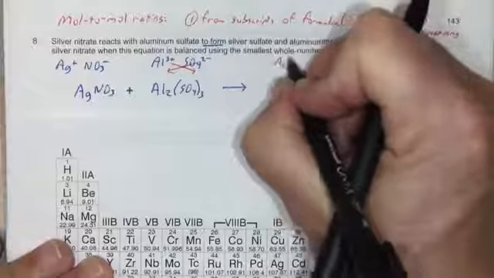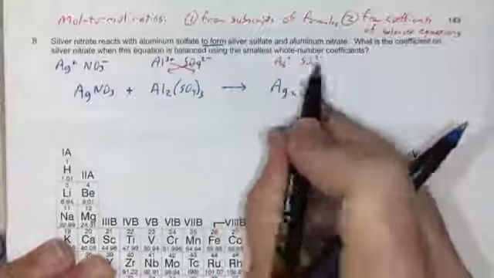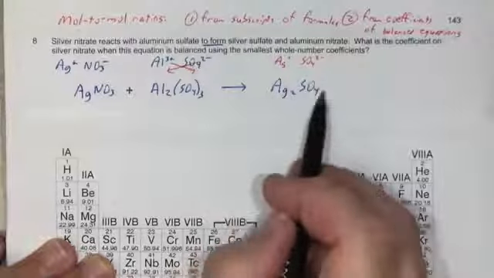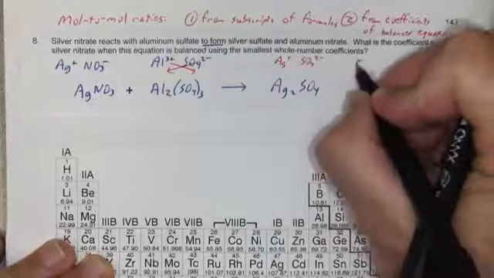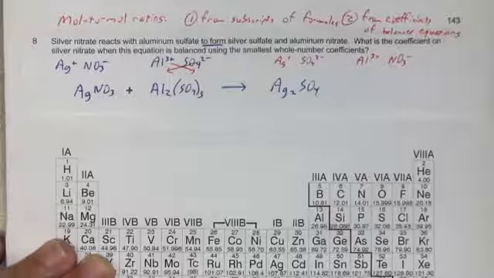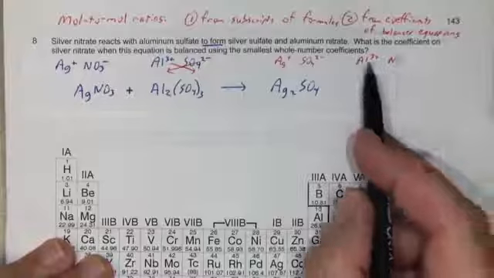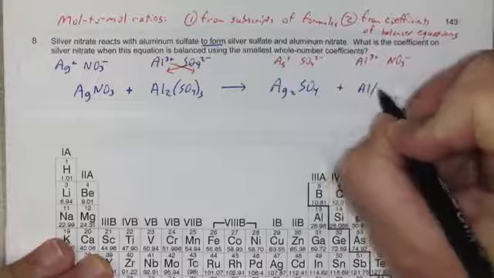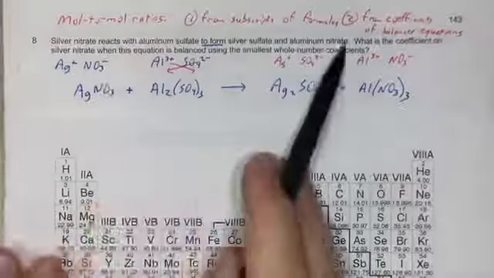Okay. Now let's break this down again. Here's silver, Ag plus. Here's sulfate, SO4, 2 minus. So that's why I need 2 silvers per each sulfate. So it reacts to form silver sulfate. This is the formula for silver sulfate. And aluminum nitrate. So aluminum nitrate, remember aluminum is Al3 plus and nitrate is NO3 minus 1. So for this to be overall electrically neutral, I've got to have 3 nitrates. So I'm going to say plus Al(NO3)3. So that's what this sentence gives us.